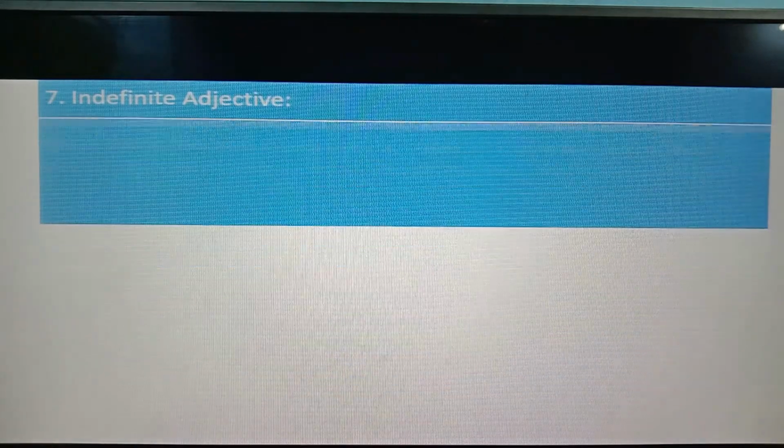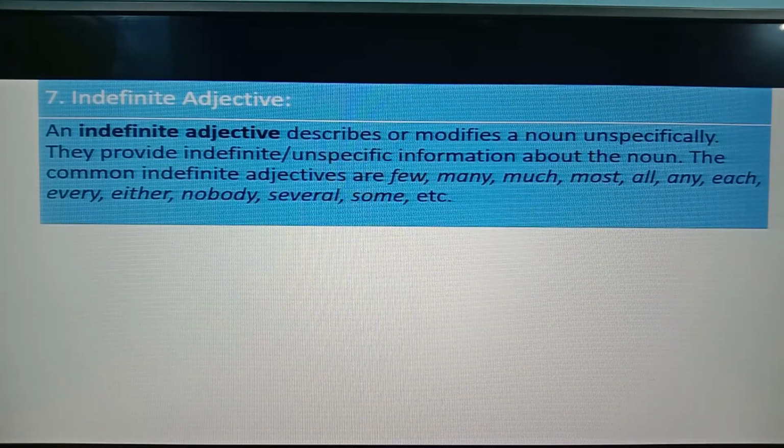Indefinite adjective. An indefinite adjective describes or modifies a noun and specifically they provide indefinite or unspecific information about the noun. The common indefinite adjectives are few, many, much, most, all, any, each, every, either, nobody, several, some, etc.